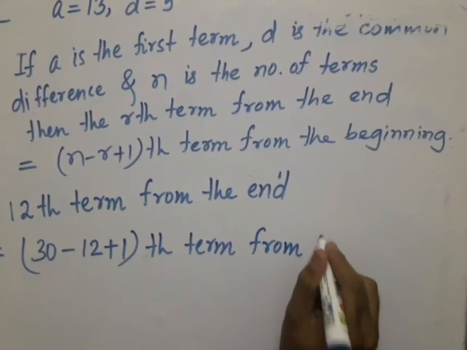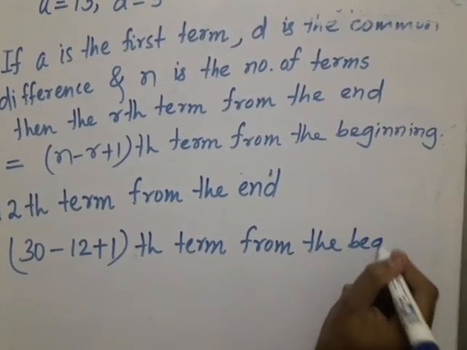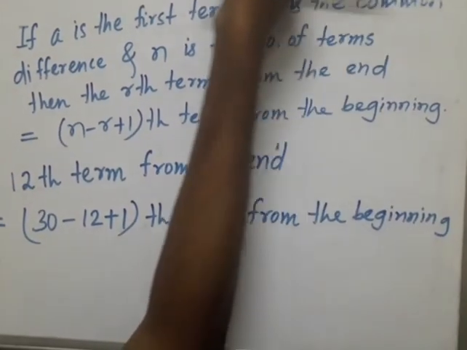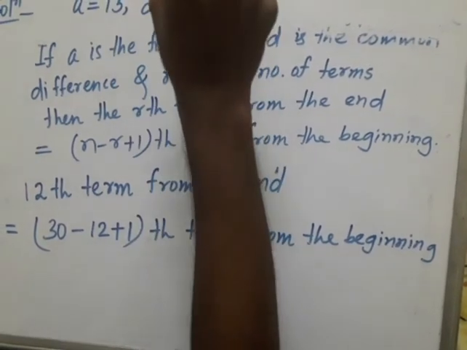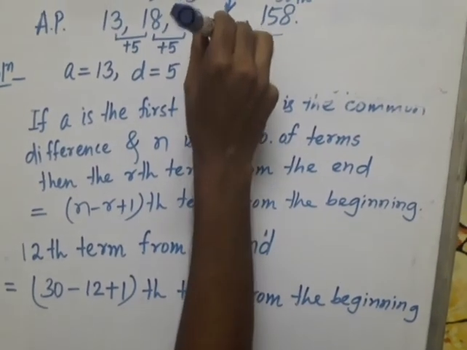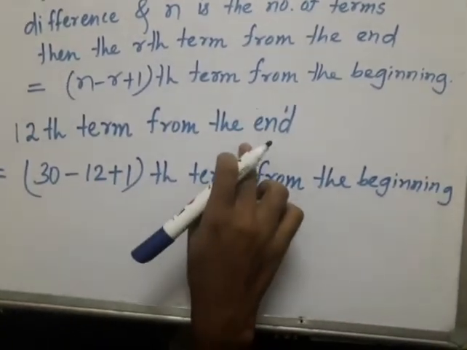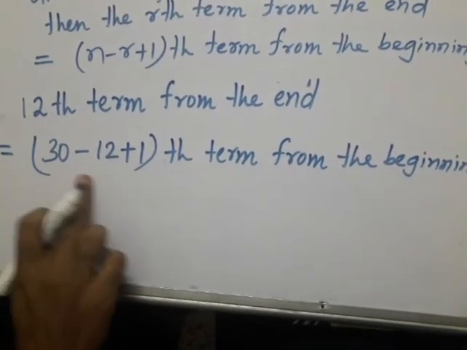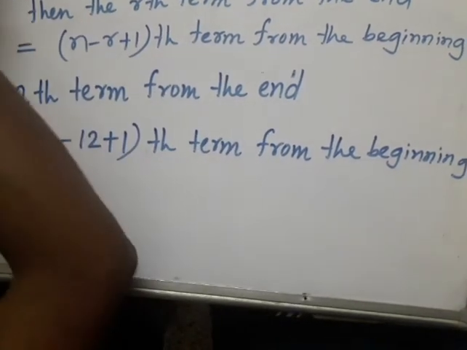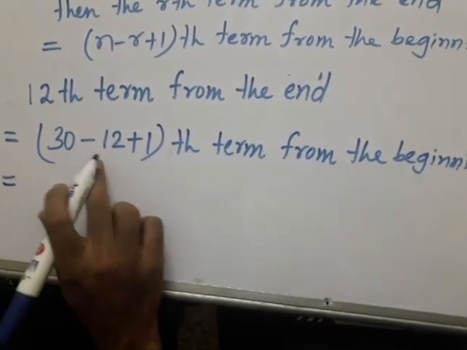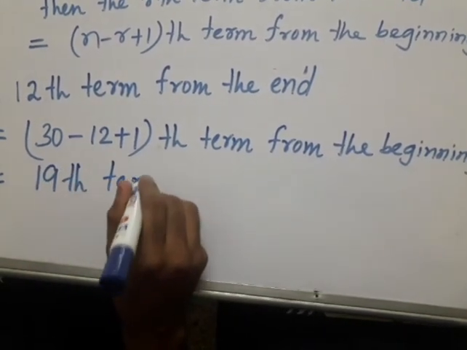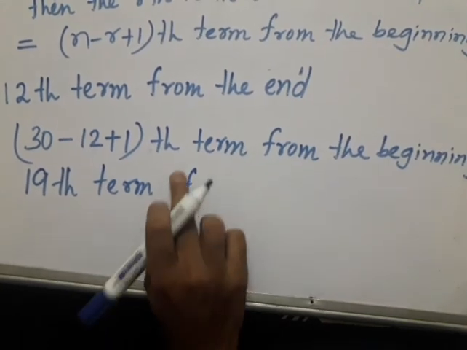As I explained in this particular sum earlier, when we proceed from the right to search for a particular term, we will get a particular number, and we search from the left for that corresponding number only. So the 12th term from the end, from the right-hand side to the left-hand side, will be equal to this term from the beginning, which is 30 minus 12, we get 18, plus 1, the 19th term of this particular sequence from the beginning.